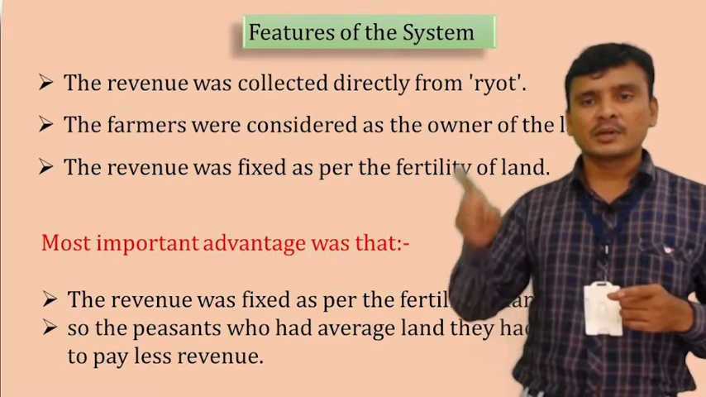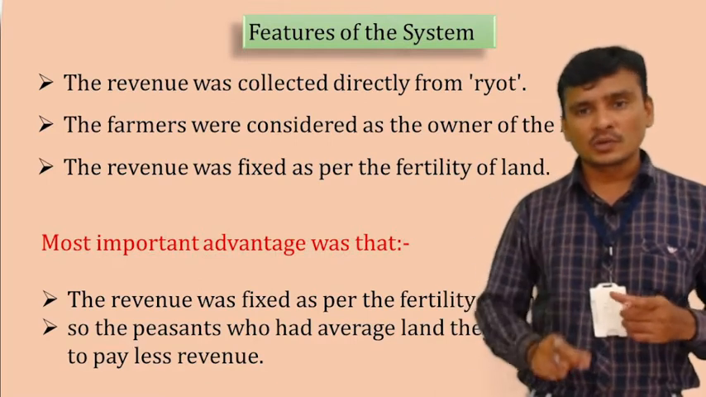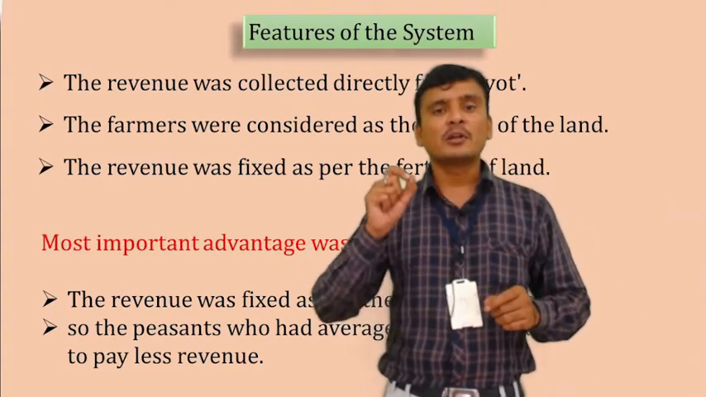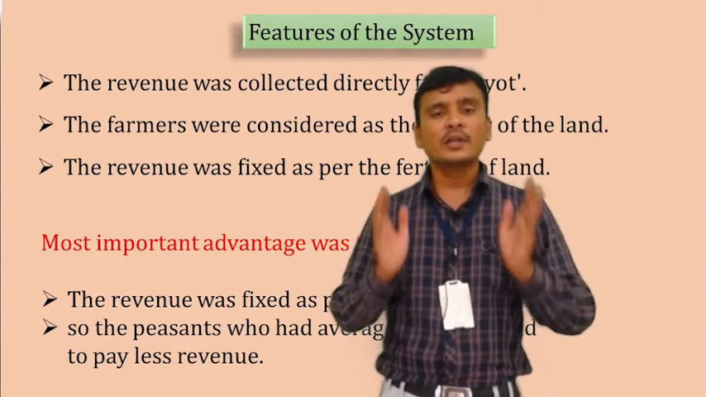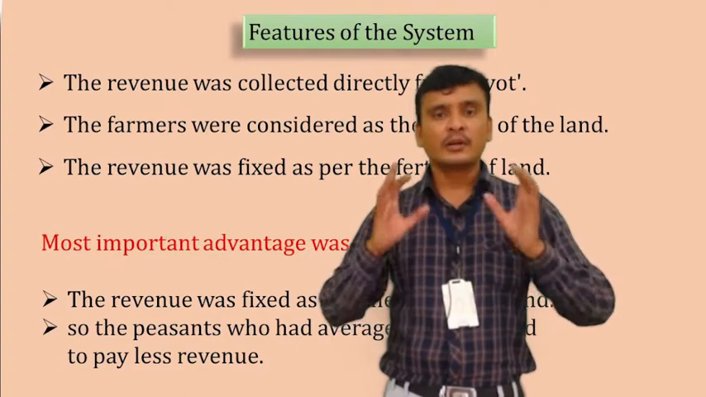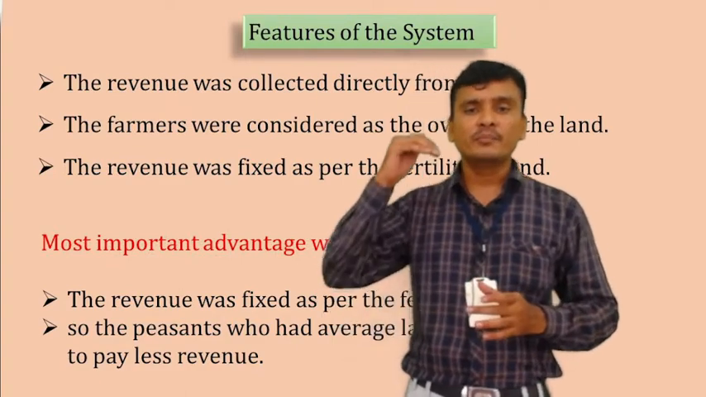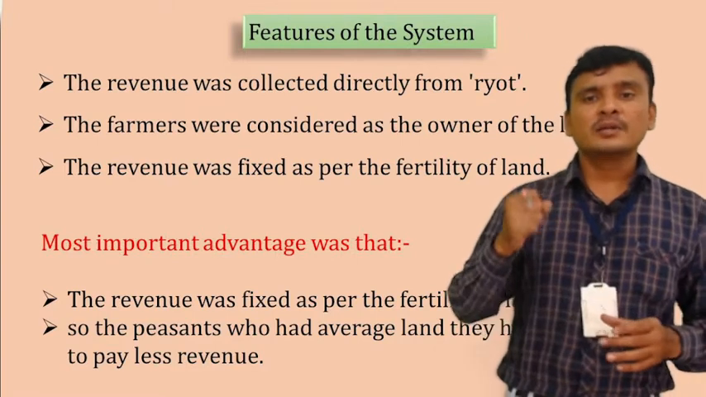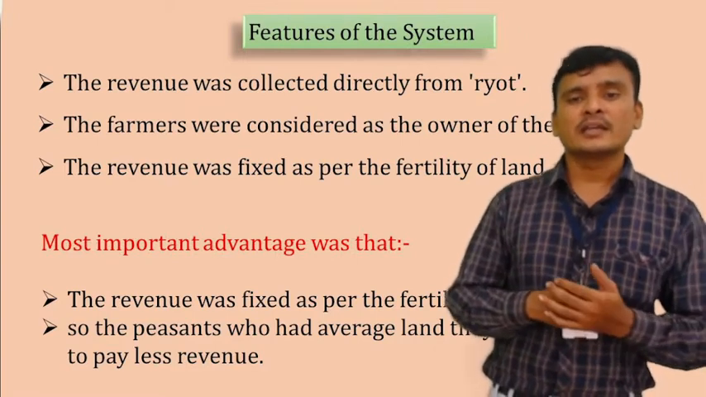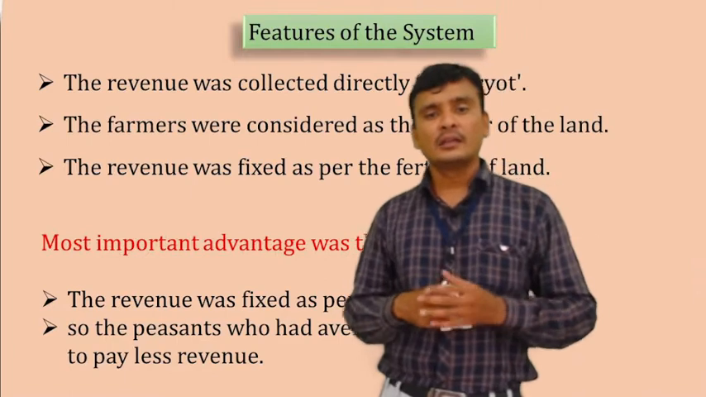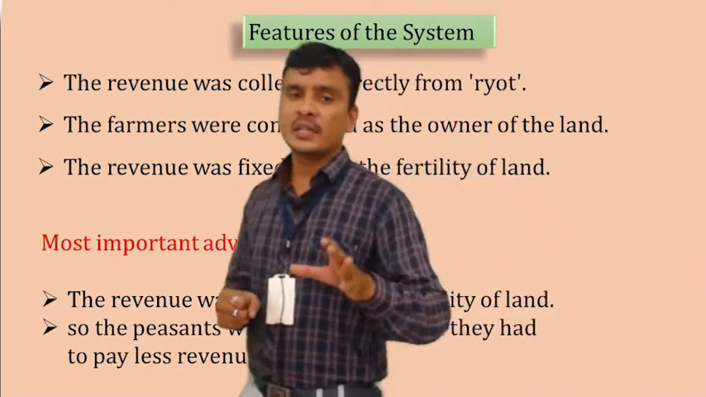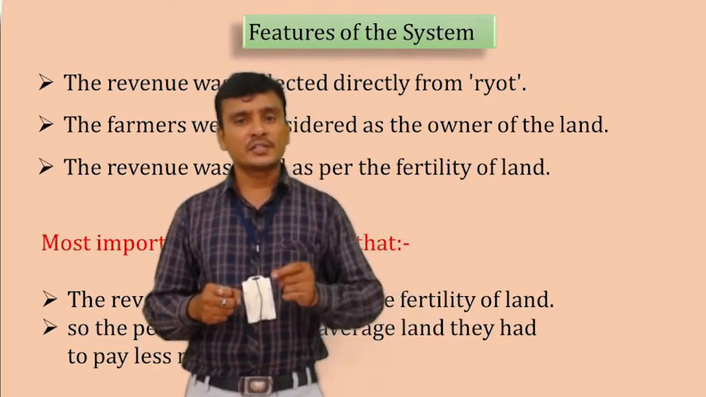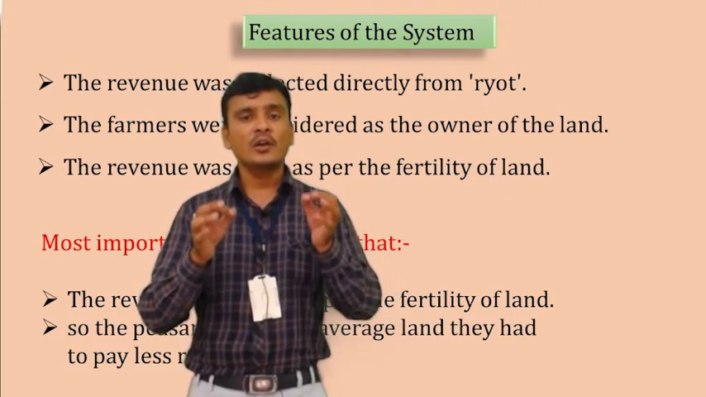Like in the Permanent Settlement, zamindars used to collect the revenue. Then in the Mahalwari system, the headman of the Mahal used to collect the revenue. But here, the revenue was collected directly from the Ryot, and the farmers were considered the owners of the land. And the most important feature of this system is that the revenue was fixed as per the fertility of the land.